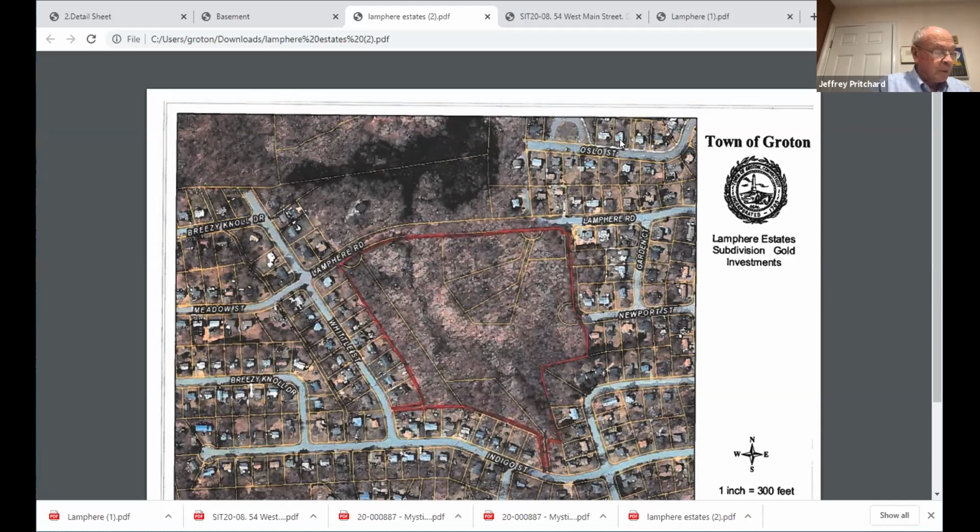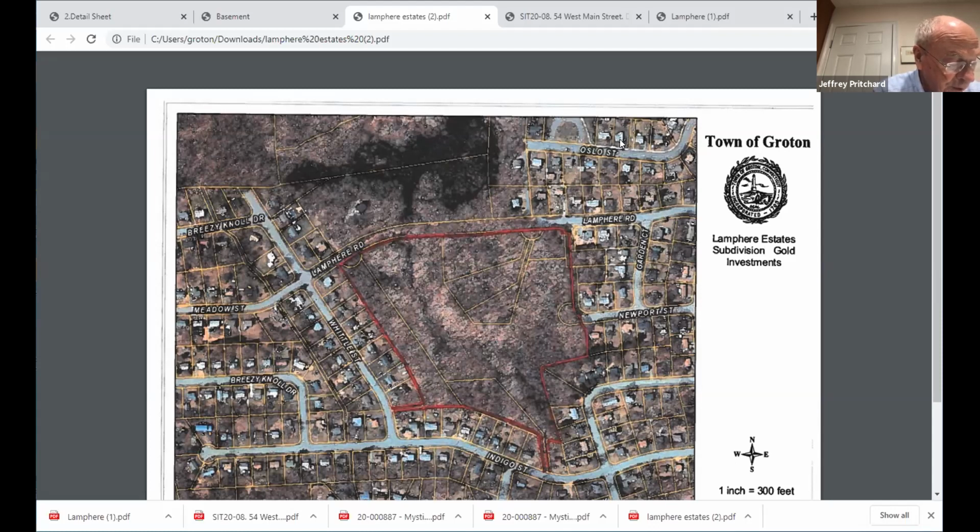All right, so I'll make a motion to state that the Lampyre Estates subdivision was approved by the Town of Groton Planning Commission on February 8th, 2005. The approval called for the completion of public improvements, including cul-de-sac construction and associated infrastructure on or before February 8th, 2015, extended by the Planning Commission to February 8th, 2019.